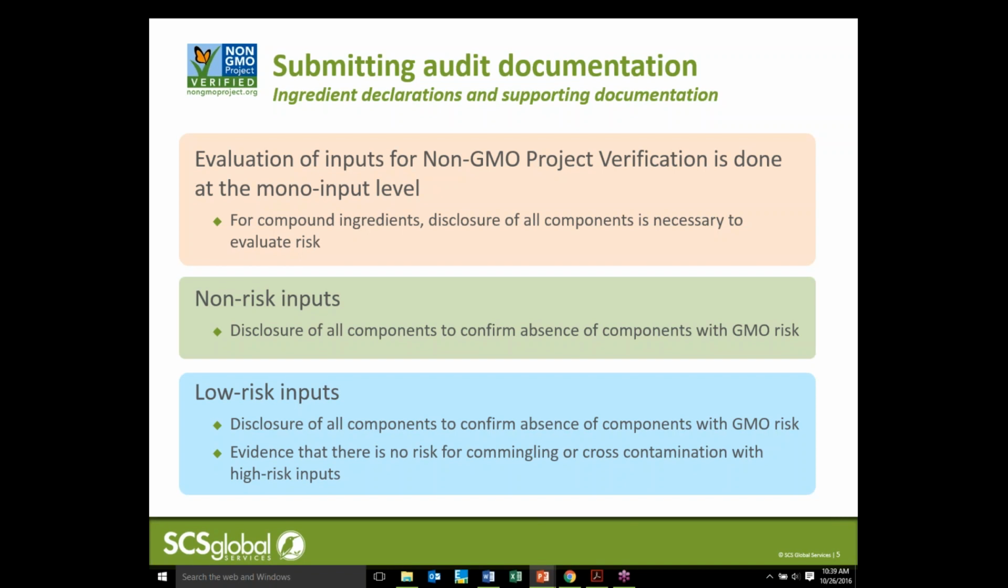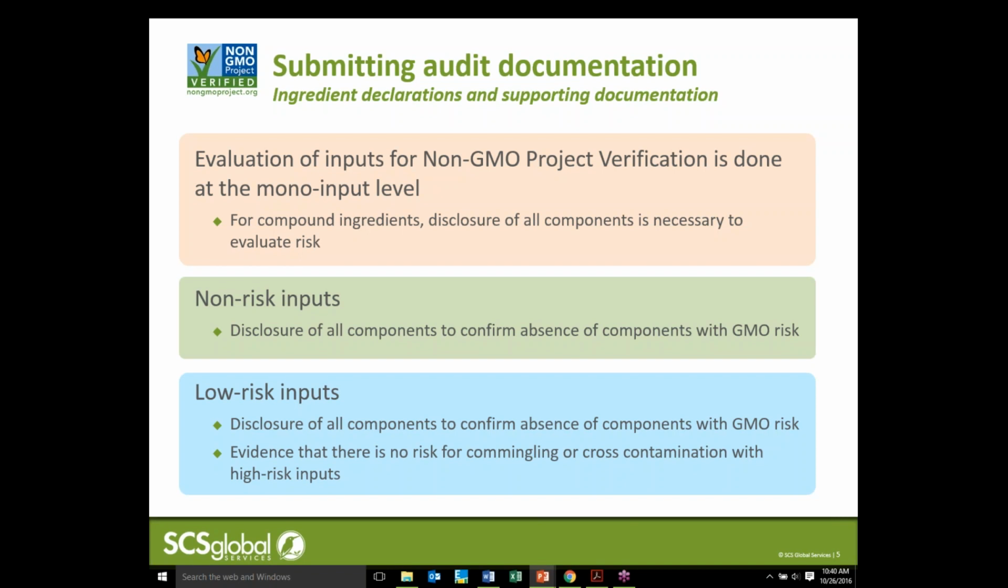So looking at non-risk inputs, which would be things that are not agriculturally derived, SCS is going to evaluate the specification sheet of those types of inputs to confirm absence of any components that may present risk for GMOs. A good example to look at here is salt. Pure sea salt is itself non-risk. It's a mineral product. There's no agricultural component, no risk for GMOs, versus an iodized salt, which is obviously fortified with iodine, does present a risk for GMOs.